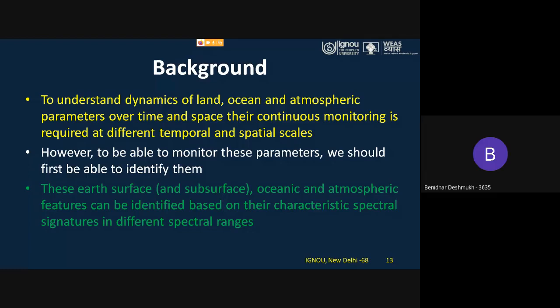Now you may recall that the other day we were discussing three major features: vegetation, soil, and water. We discussed the spectral signature of these three features. This is important because unless we are able to identify those features, we will not be able to map them. So let us have a recap of those three slides again. Then we can move on to the application part.